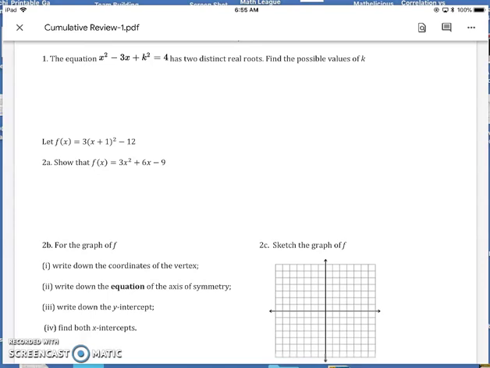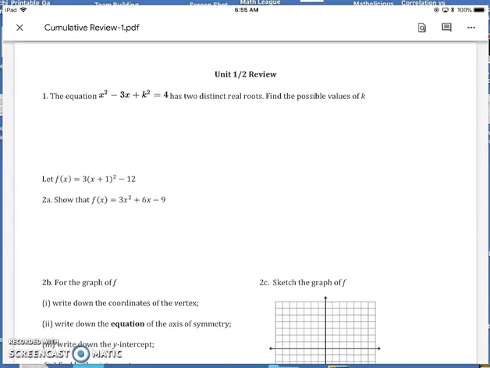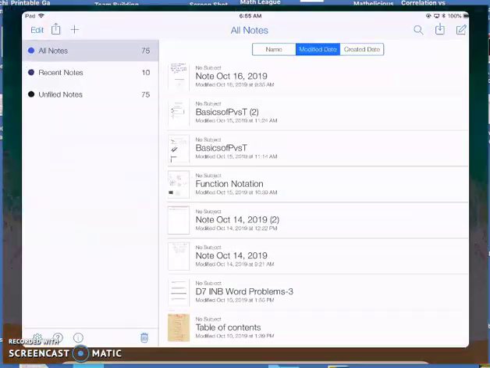So today we're going to start taking a look at this cumulative review. So the first question: the equation x squared minus 3x plus k squared equals 4 has two distinct roots. Find the values of k.